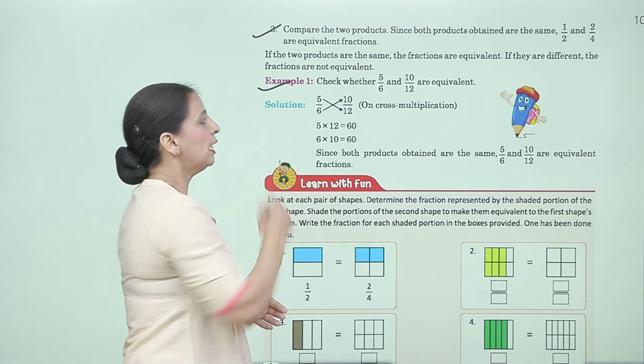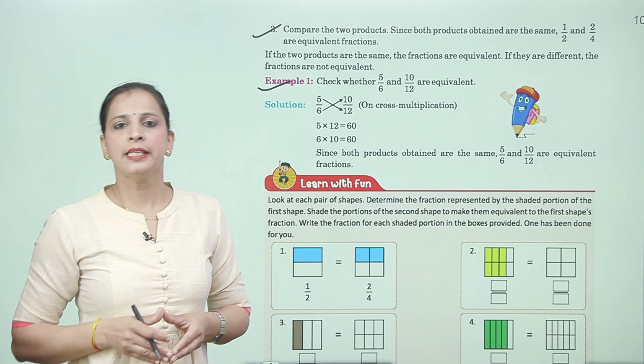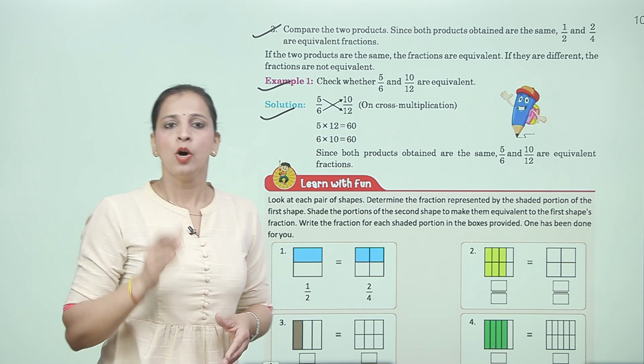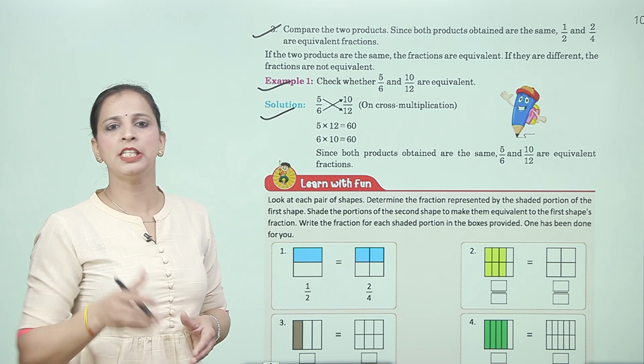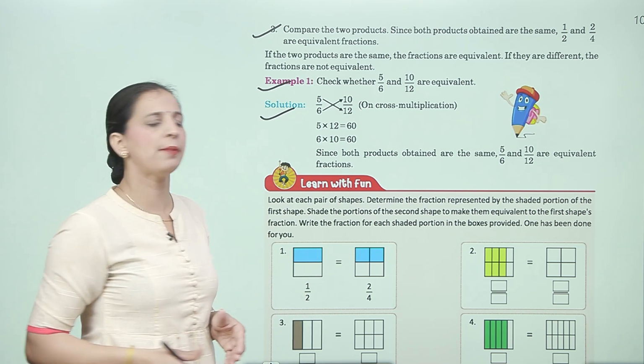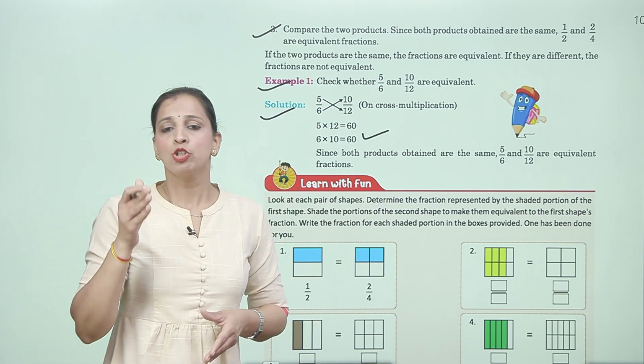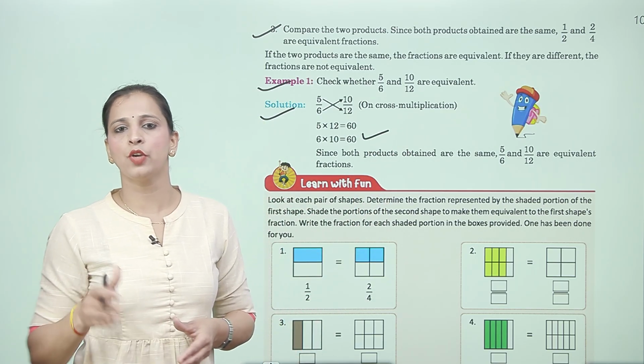Now example 1: check whether 5 by 6 and 10 by 12 are equivalent. Solution: 5 by 6 and 10 by 12. On cross multiplication, 5 multiplied by 12 is 60, 6 multiplied by 10 is 60. Since both the products obtained are the same, 5 by 6 and 10 by 12 are equivalent fractions.